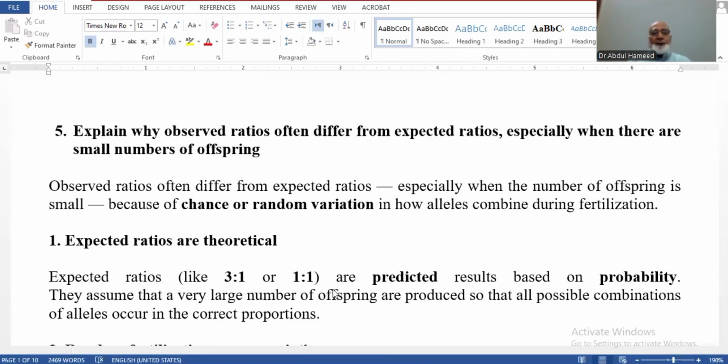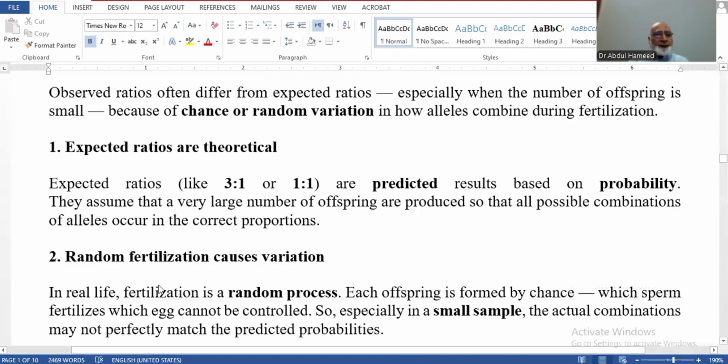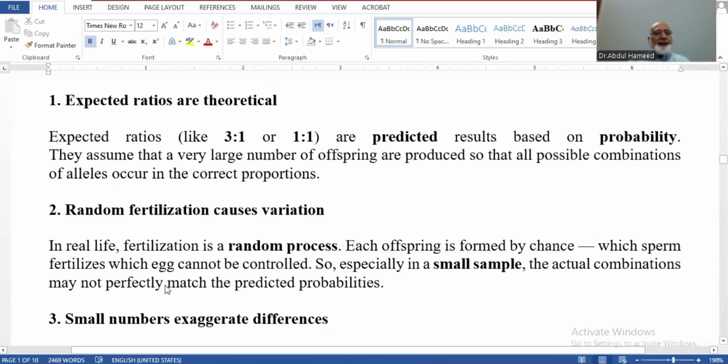So expected ratios are predicted results based on probability. They assume that a very large number of offspring are produced so that all possible combinations of alleles occur in correct proportions. Random fertilization causes variation. In real life, fertilization is a random process. Each offspring is formed by chance, when the male gametes, sperm, fertilize the eggs, which cannot be controlled. So, especially in a small group, the actual combination may not perfectly match the predicted probability.